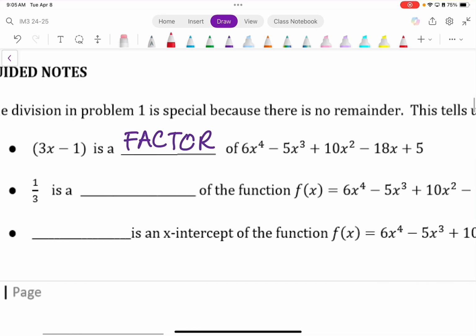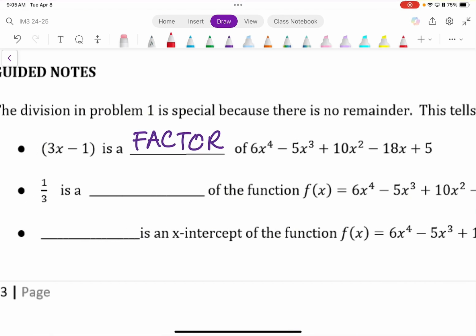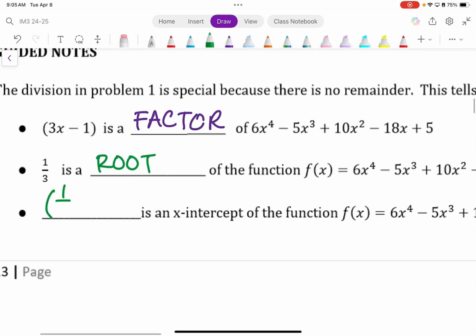So look at this. We said 3x minus 1 is a factor because there's no remainder. 1/3 would therefore be a root because we derive 1/3 from the factor 3x minus 1. Well, if 1/3 is the root as an x-intercept, we could write that as a point, 1/3, 0. And so that is where I'm getting these values from. I'm not coming up with them from thin air. I'm getting them from the representations of a factor, a root, and an x-intercept. All right? So that's where that is coming from. Okay. Any questions so far?